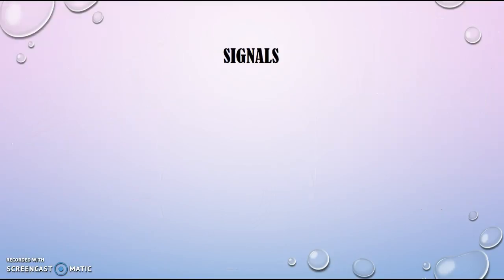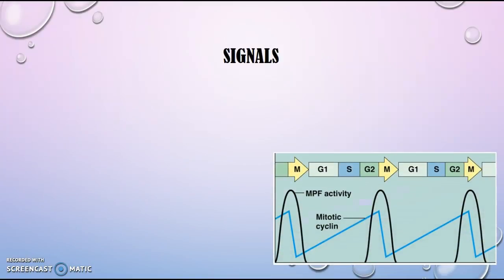The signals at the checkpoints and throughout the cell cycle are needed for regulation and control. Certain signals needed for cell division are MPF and PDGF. The MPF is cyclin dependent, which we will discuss in the next slide. The purpose of the MPF in the cell cycle is to promote cell division by activating proteins.